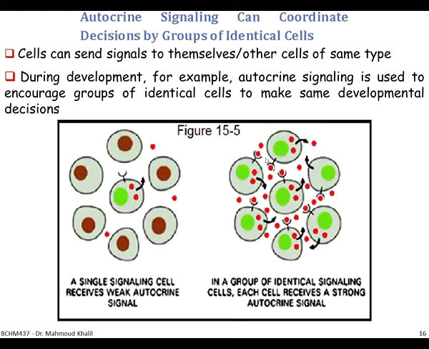So all these nearby cells will behave the same as the cell which initially secreted the signal, the red signal. And you can see as well that each of these cells will express a receptor that is specific for that signal, making all this group of cells have the same developmental decision, or for example, to be differentiated into the same type of cells.